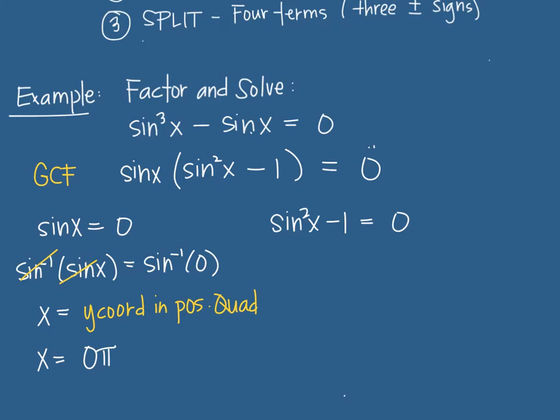With the other half of the problem, I'm going to add 1 to both sides. So plus 1, plus 1. Then that gives me sine squared x equals 1. Then what do I do to both sides? Square root, and what goes in front of every square root? Okay, so I'm going to now use the square root on both sides. So I'm going to have sine of x equals plus or minus 1.